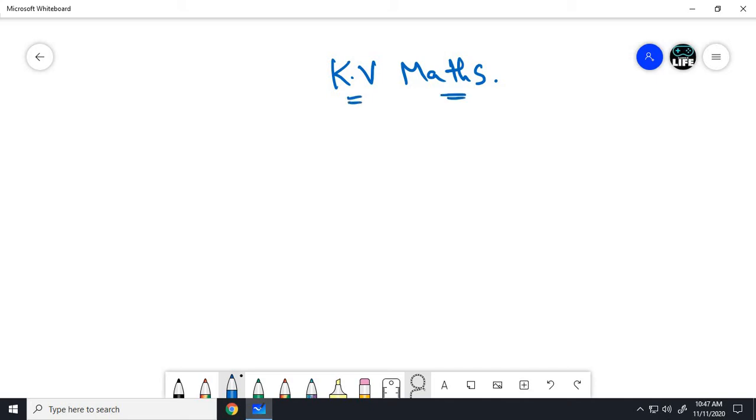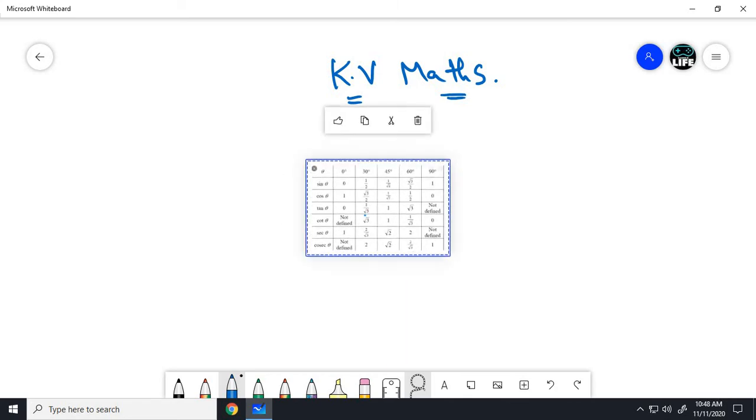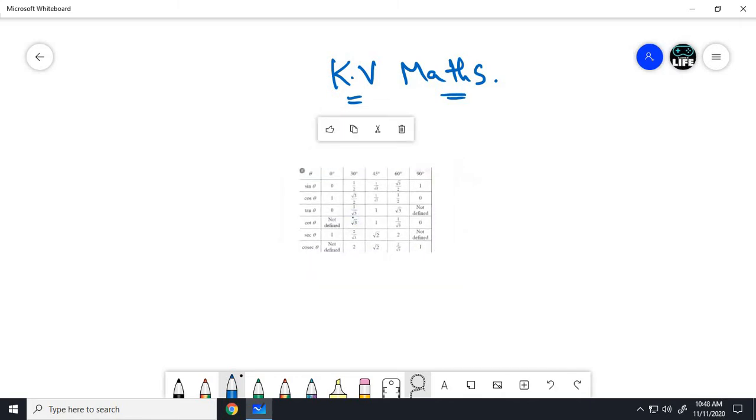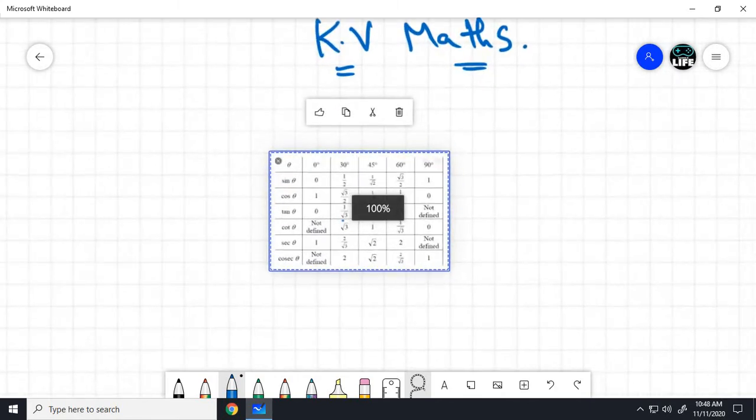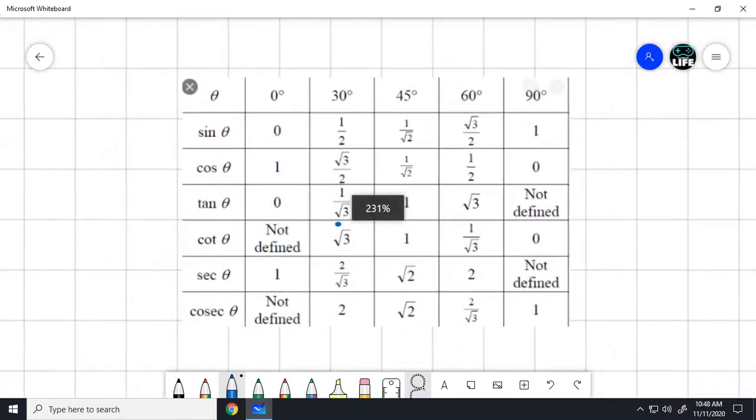So today we need to learn the trigonometry table. So this is the trigonometry table. Let us increase the size.